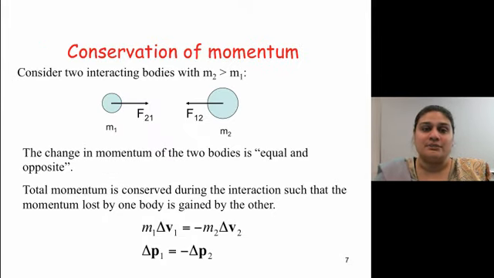Another important concept to learn is the conservation of momentum. Consider 2 interacting bodies, one with mass m1 and one with mass m2. The change of momentum during this collision of the 2 bodies is equal and opposite. The total momentum is conserved during this interaction such that the momentum lost by one object is gained by the other object. So in a nutshell, you can put delta P equals 0.